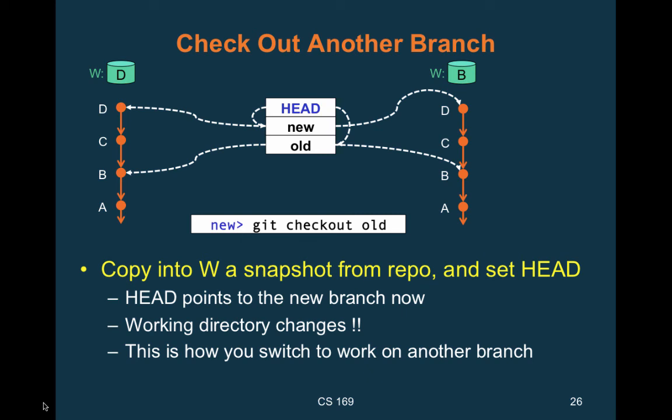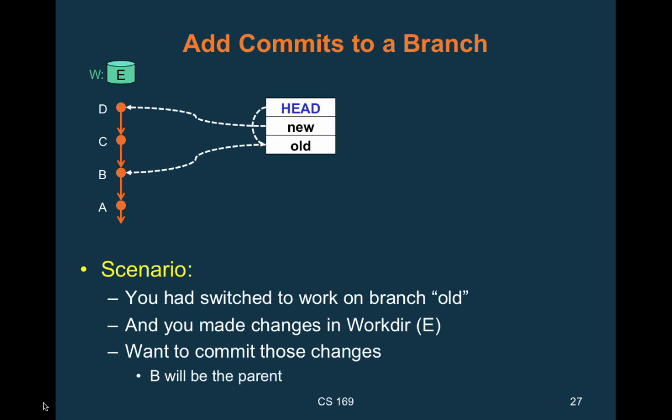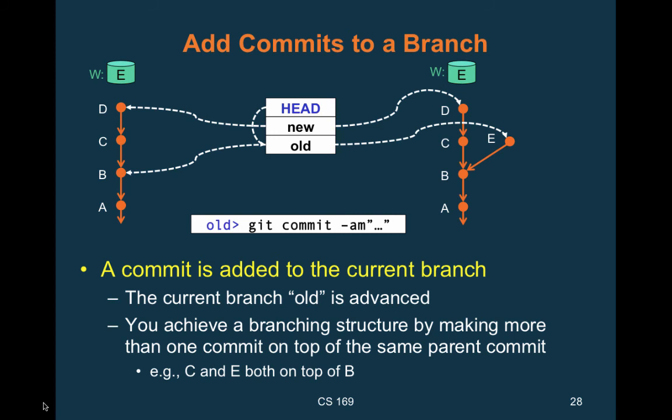Okay, so you've now switched to another branch. If you run git log, it looks from head, and it's going to do a log from here down. Let's say that now you have this configuration. Old is the current branch. New points somewhere else. You've made some changes. So the working directory is E. And if you commit now, E will be added as a new snapshot, new node, and it's going to be on top of B, because B is the current branch. Okay? So if you commit now, notice how E becomes the new node. The parent is B because B was the old head. And notice how old advanced.